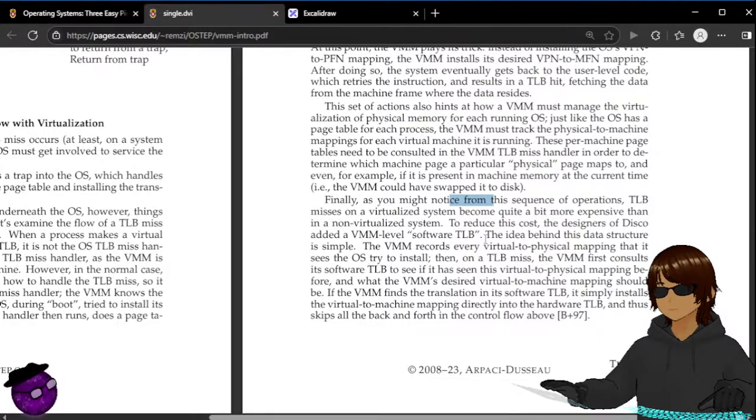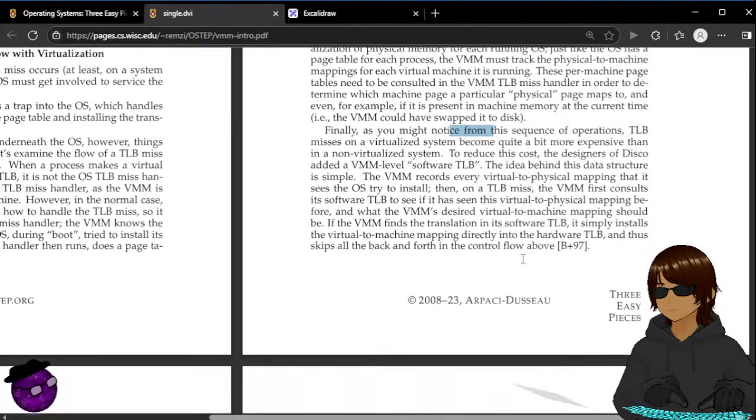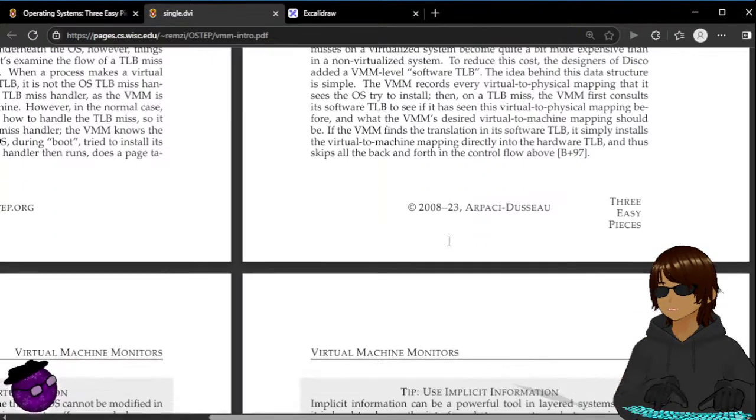The VMM records every virtual to physical mapping that it sees the OS try to install. Then on a TLB miss, the VMM first consults its software TLB to see if it has seen this virtual to physical mapping before, and thus what the virtual to machine mapping should be. If the VMM finds a translation in its software TLB, it simply installs the virtual to machine mapping directly into the hardware TLB and thus skips all the back and forth in the control flow above.